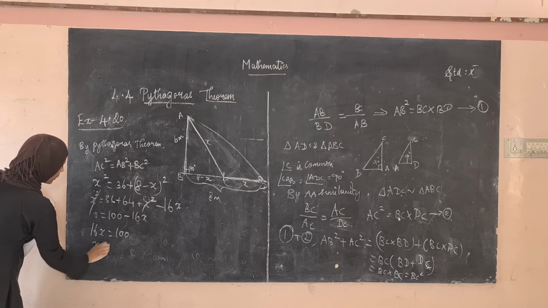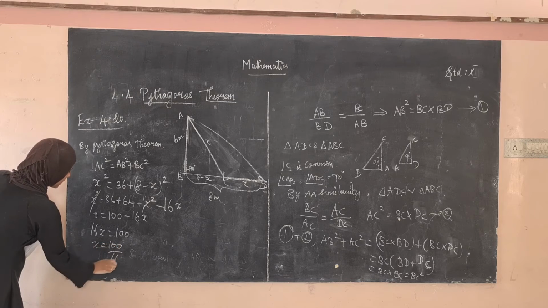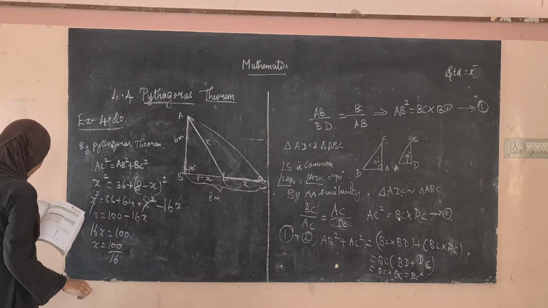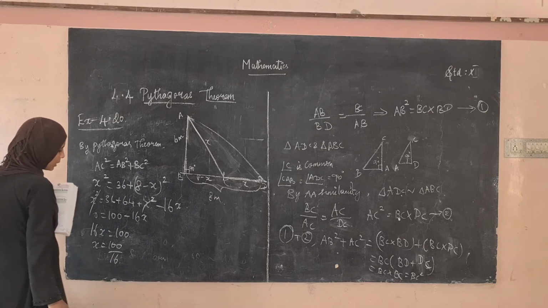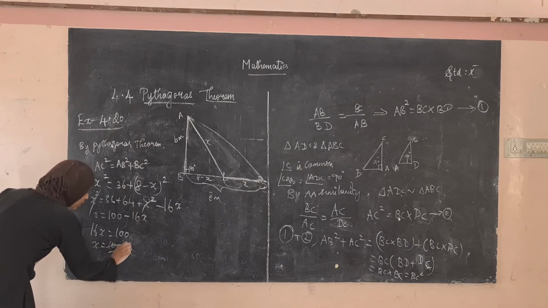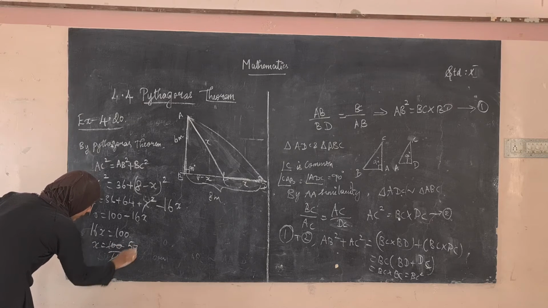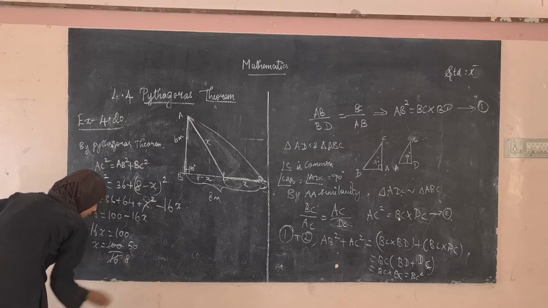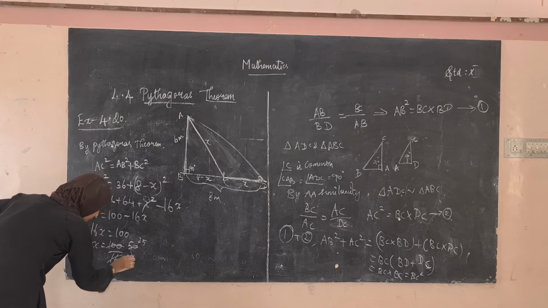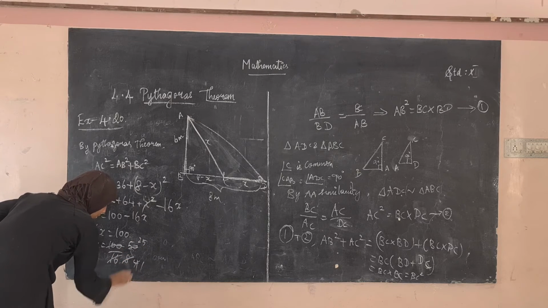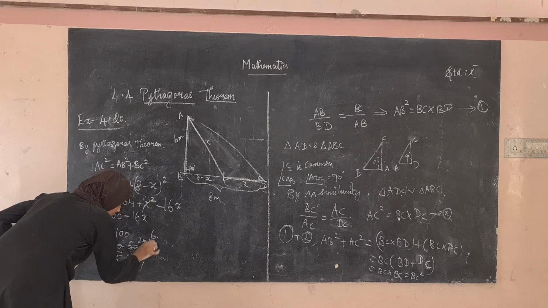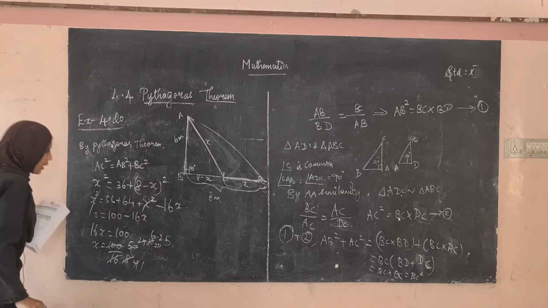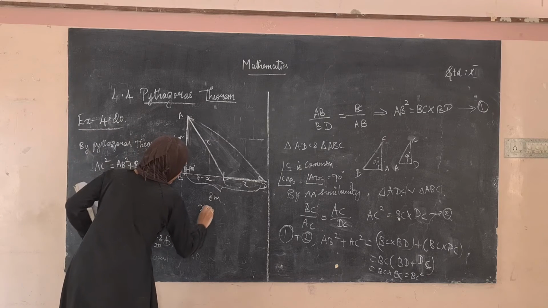Therefore x is equal to 100 by 16. What is 100 by 16? Dividing by 4 again, this is 25 by 4. 4 ones are 4, 4 sixes are 24, balance 1, 4 twos are 8, balance 2, so 6.25. x is equal to 6.25 meter.